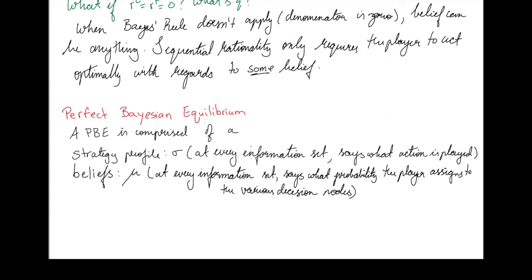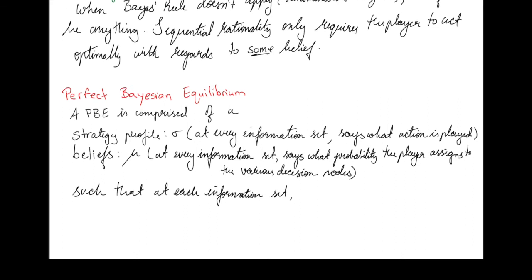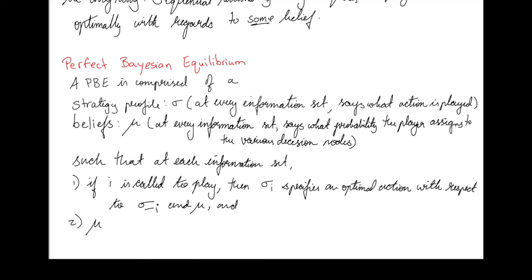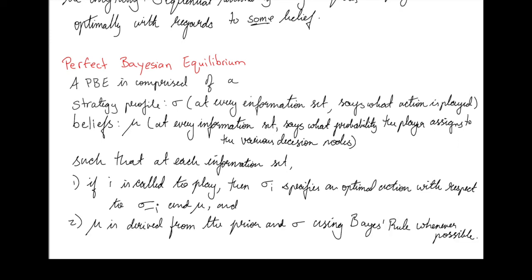So these strategy profile and beliefs have to be such that at each information set, first, if I is called to play, then sigma I specifies an optimal action with respect to everybody else's strategies and the beliefs. And second, the beliefs are derived from the prior and sigma using Bayes' rule whenever possible. That's what a perfect Bayesian equilibrium is. So for a perfect Bayesian equilibrium, you have to specify not only the strategies, but also the beliefs.